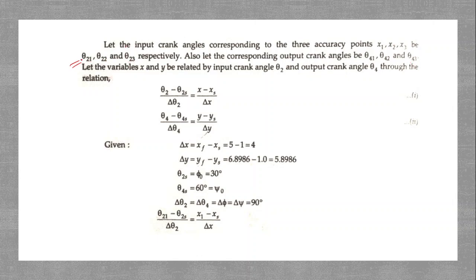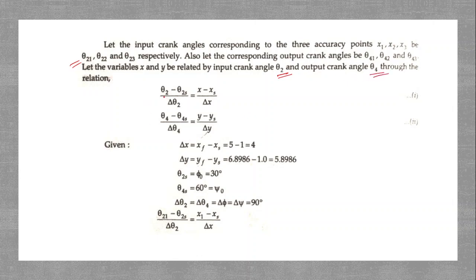Here theta 2 indicates the input angles and theta 4 represents the output angles. For the first position theta 21, second position theta 22, theta 23 is the third position. Similarly 41, 42, 43. Let the variables x and y be related by the input crank angle theta 2 and the output crank angle theta 4.